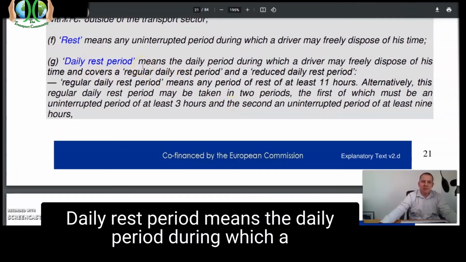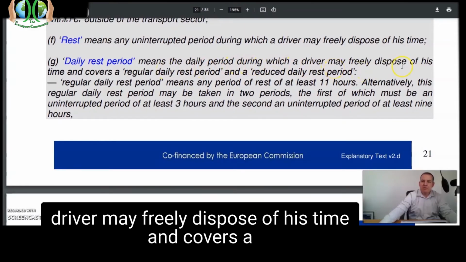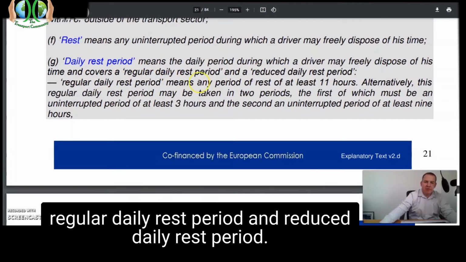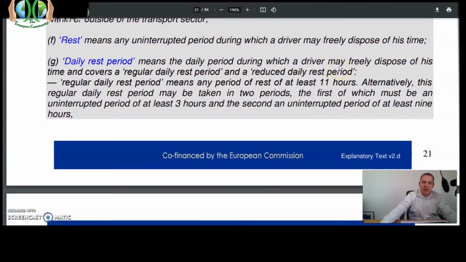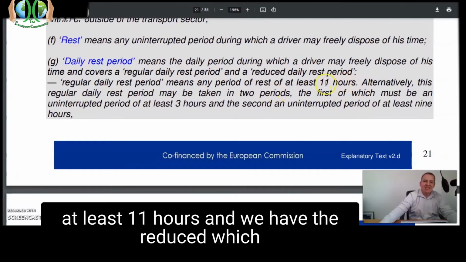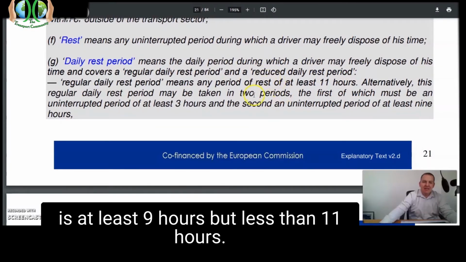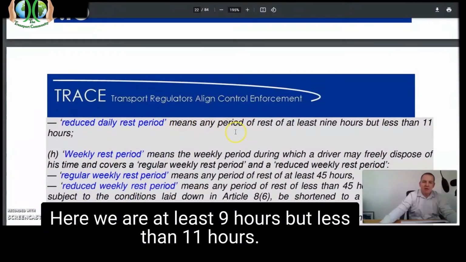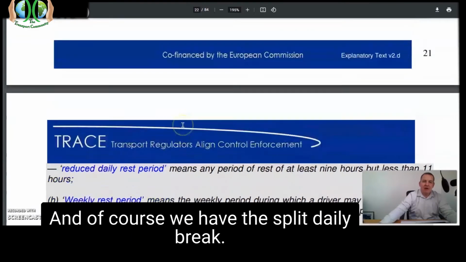Daily rest period means the daily period during which a driver may freely dispose of his time and covers a regular daily rest period and a reduced daily rest period. Okay, that's two, because actually we have the regular, which is at least 11 hours, and we have the reduced, which is at least 9 hours but less than 11 hours.